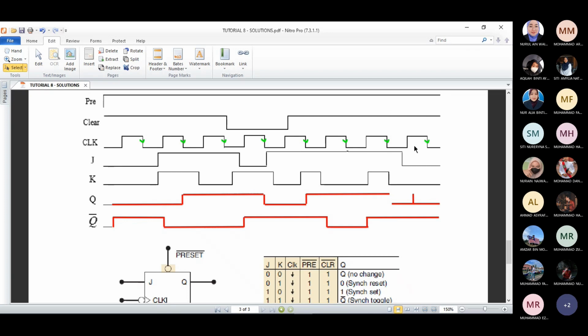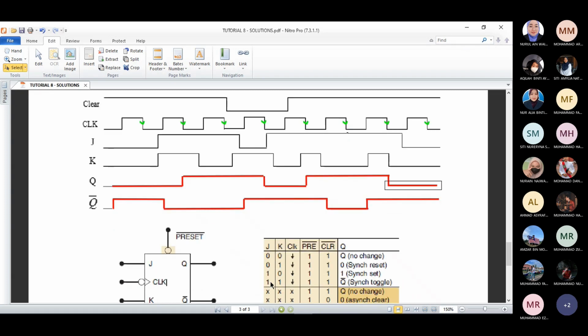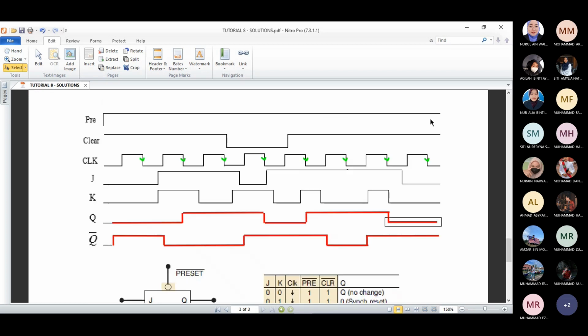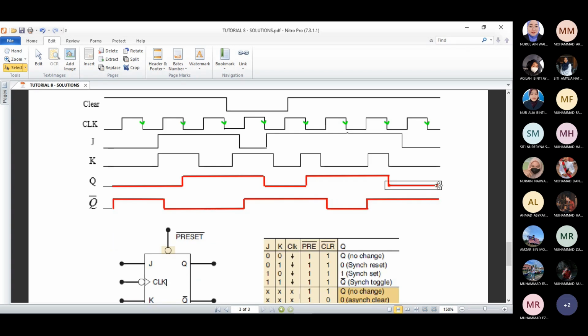Then we check again. Up until here 1 1. The J is 1, K is 1. So J is 1, K is 0. So dia akan jadi 1. Dekat sini tadi 1 0. Dekat sini. Oh dekat sini sorry. Dekat sini 1 1 1 1 means that dia akan toggle. Preset 1, clear 1. J1, K1, which is this one. So dia akan toggle. Dia akan turun daripada 1 ke 0. And then on this last part here, preset and clear are still 1 1. So kita comparekan J and K 0 0, dia akan jadi no change. So dia terus sambung saja daripada kosong tadi.